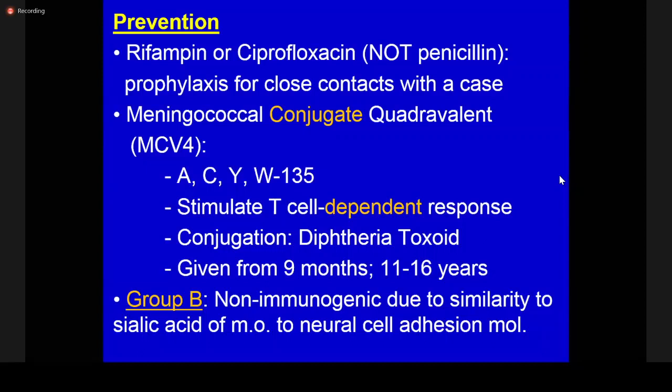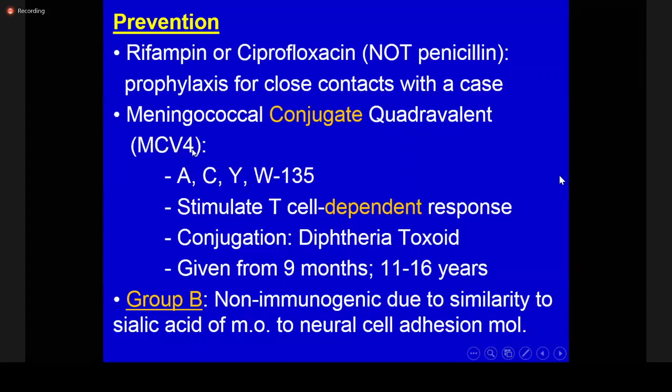Prevention: for each patient, there are contacts around the patient, his family, his brothers and sisters, or in school, friends, etc. So rifampicin or ciprofloxacin, if the patient is not a child, you can use ciprofloxacin. Rifampicin is usually used as a prophylaxis for close contacts of a case of meningitis, of course. There is a vaccine, which is called the meningococcal conjugate quadrivalent vaccine.